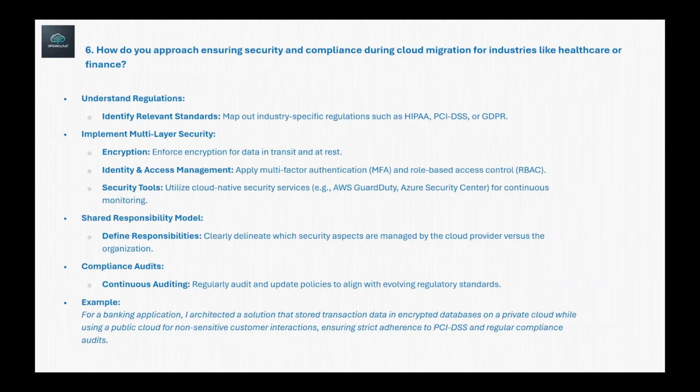So first of all, I would understand the regulation first, identify relevant standards, and map out industry-specific regulations such as HIPAA, PCI DSS or GDPR, and implement multi-layer security. How? By doing encryption: enforce encryption for data in transit and at rest. Identity and access management: apply multi-factor authentication and RBAC policies. Security tools: utilize cloud-native security services, for example, AWS GuardDuty, Azure Security Center. You can also use Azure Defender for your IaaS data for continuous monitoring.